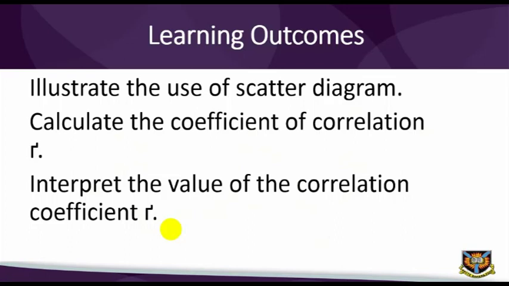Pretest. 1. The main property of the correlation coefficient R is that it lies between A, 0 and 1, B, 0 and minus 1, C, minus 1 and plus 1, D, minus 1 and 0. 2. What is the value of R when there is a perfect inverse relationship between two variables? A, minus 1, B, plus 1, C, 0, D, 2.